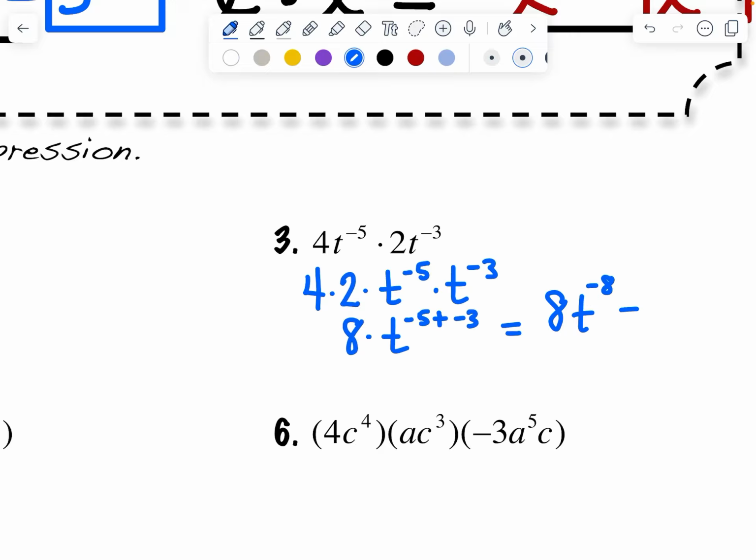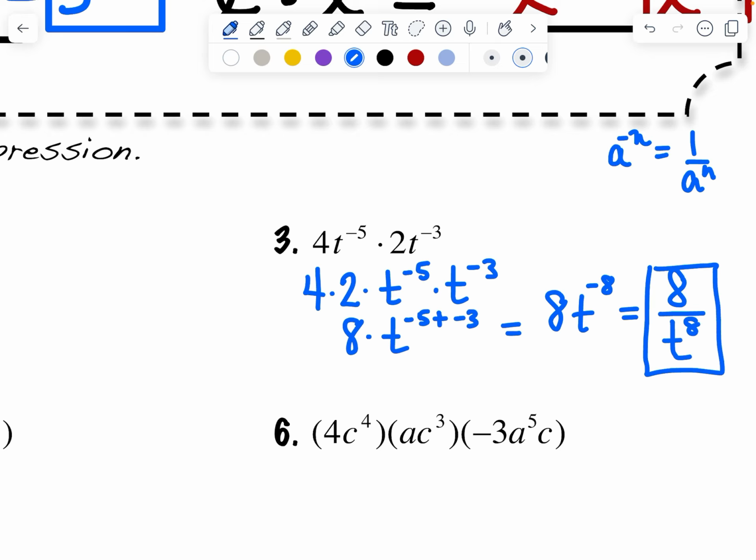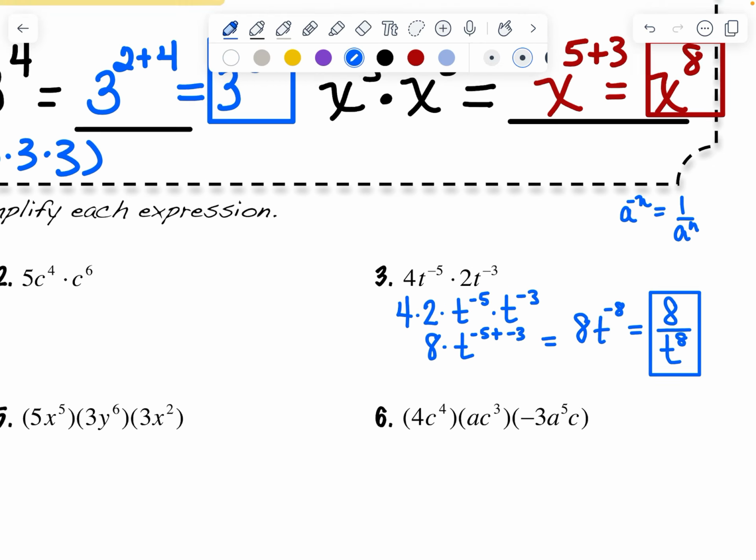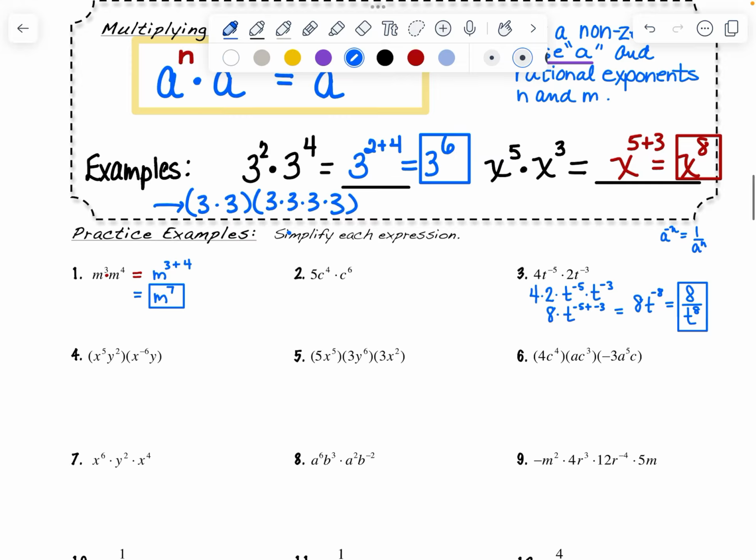And then what we're going to do is we're going to use our negative rule where you have a to the -n is equal to 1 over a to the n. Okay, so we have 8 stays in the numerator and then t to the 8th in the denominator. So we take the t to the -8 and we take it into the denominator. Remember that t to the -8 is 1 over t to the 8th. Okay, see if that works for you. All right, let's go to 5.